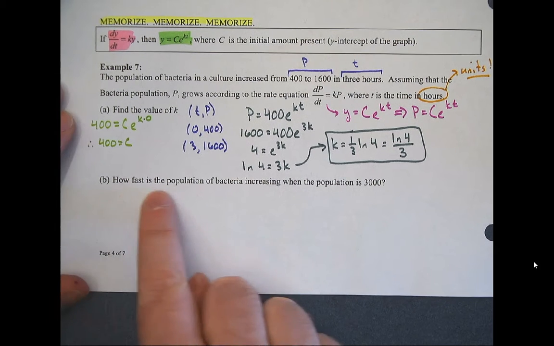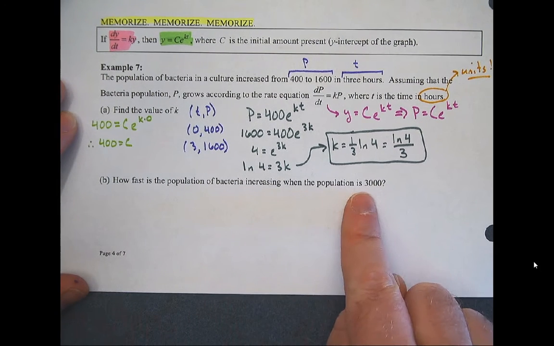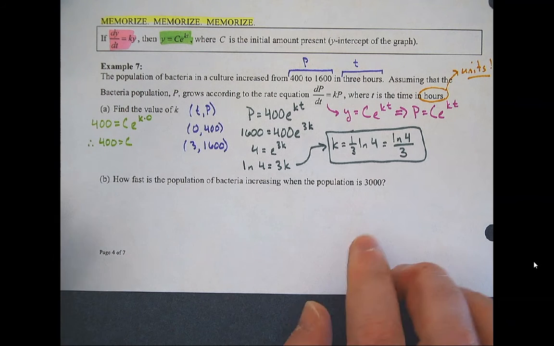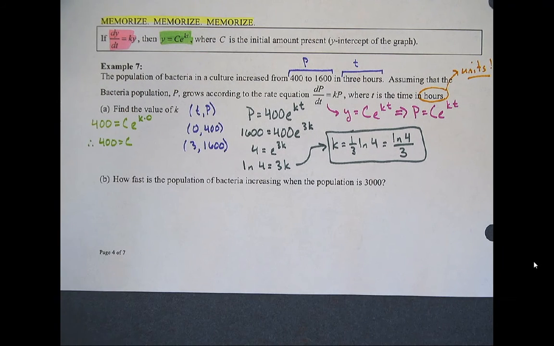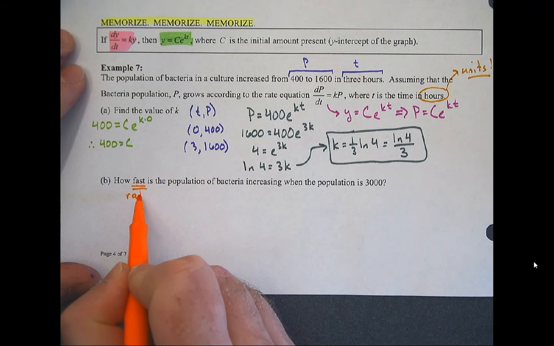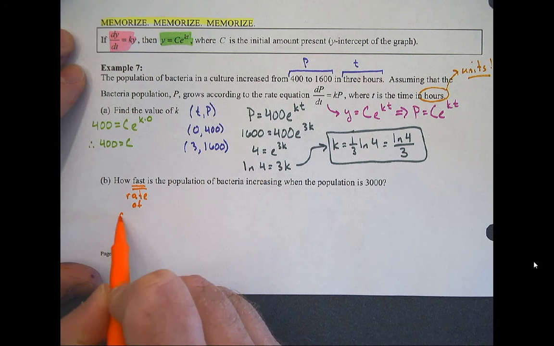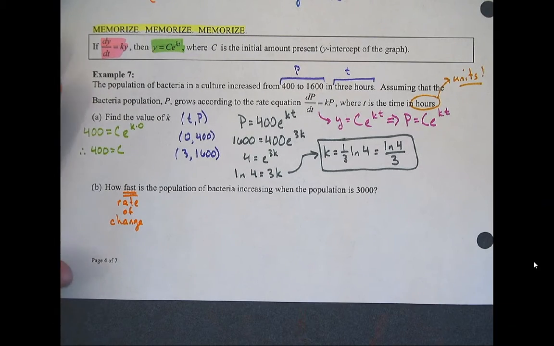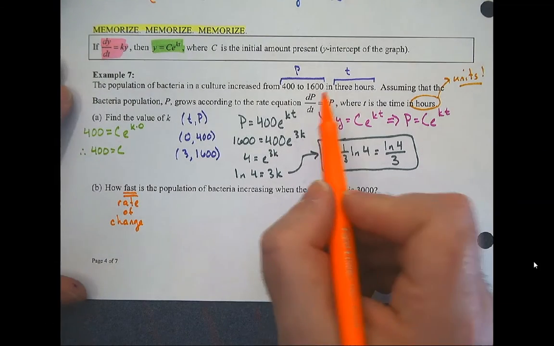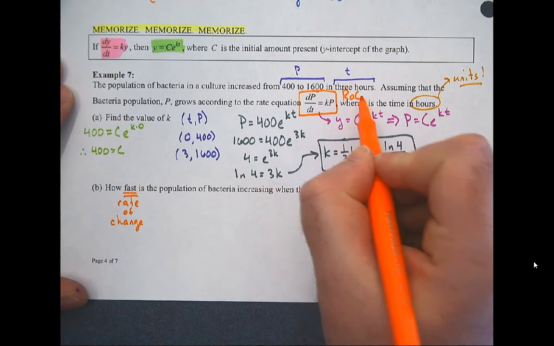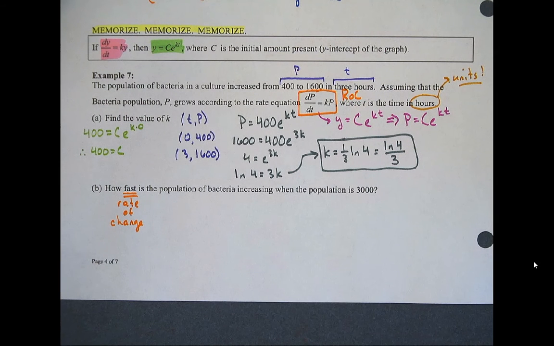How fast is the population of the bacteria increasing when the population is 3,000? This is talking about how fast. When we're talking about fastness, that's a rate of change. Did they give us a rate of change anywhere in this story? Hopefully you highlighted this. This is a rate of change. That's slope, right? A derivative is the same as slope. So that's my rate of change.